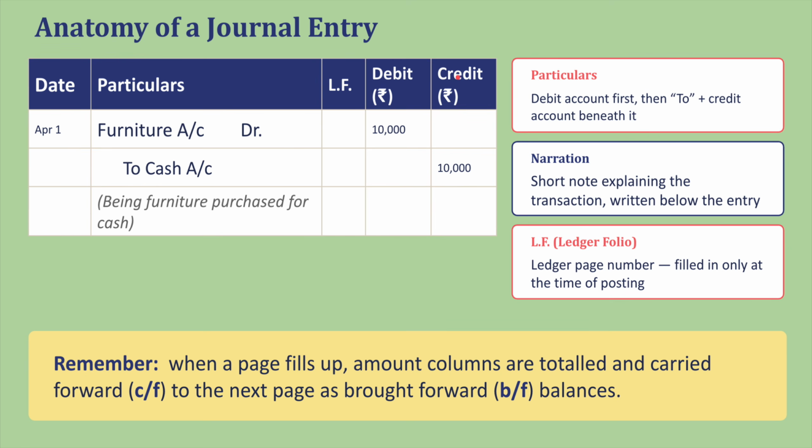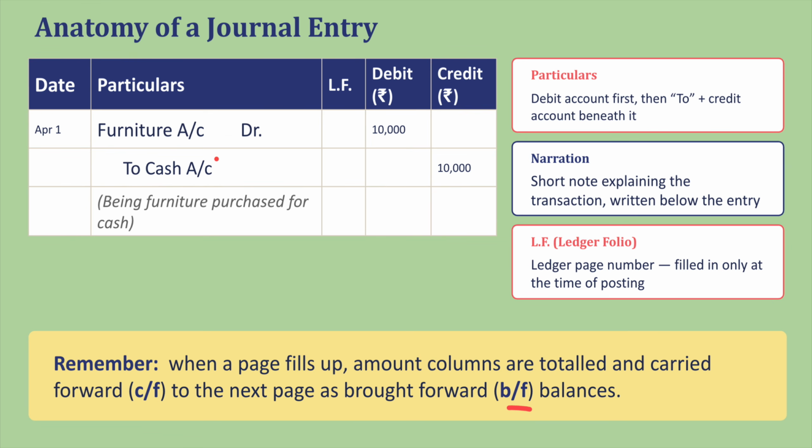Then the debit amount, the credit amount, and there's something called narration that will be given, a brief note about the transaction, what has happened, so that whenever you read the narration you will know what transaction has happened. Okay, and if the page is over, you will total and write the amount as CF, carry forward, and you will take it to the next page as BF, brought forward, and then again it will continue. Okay, so first here the transaction is furniture being purchased with cash.